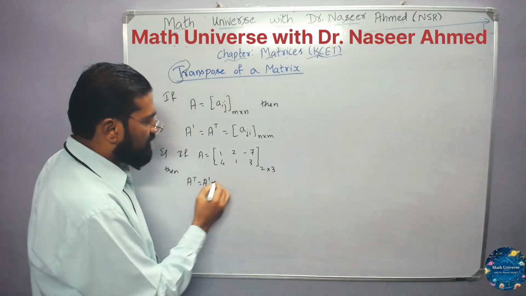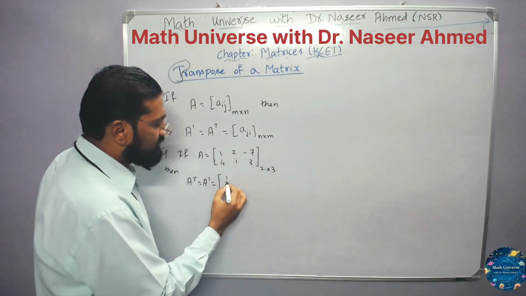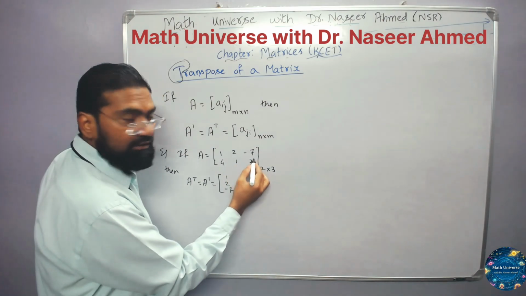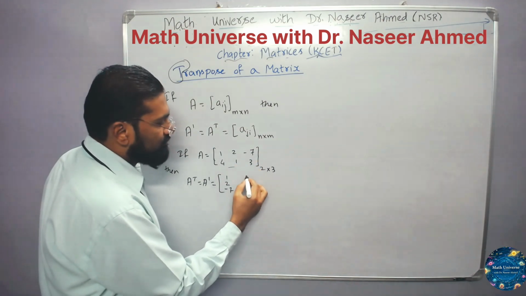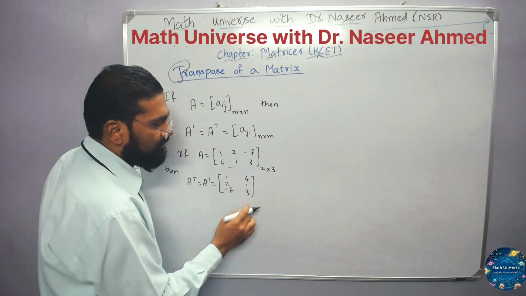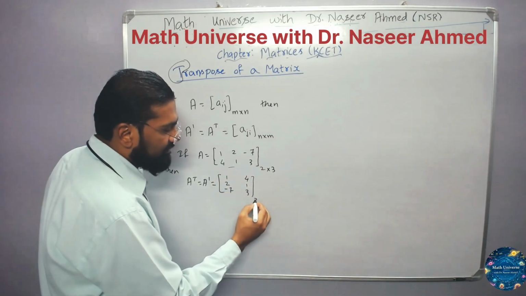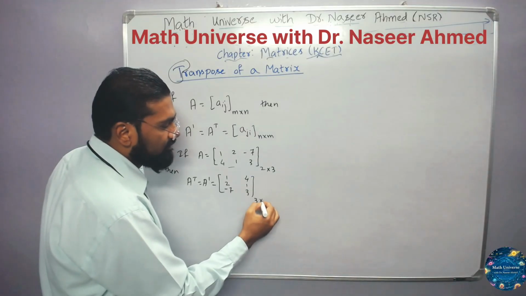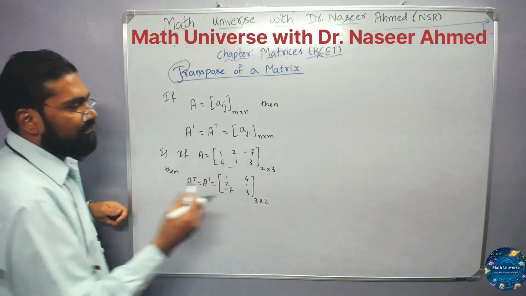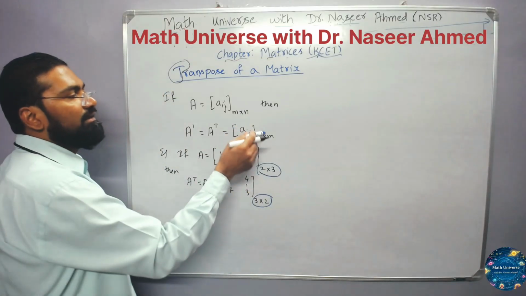So the transpose of this will be: this is the first row, changed to a column. 1, 2, minus 7 will change to the first column. It was the first row here. Now it's the second row. 4, 1, 3 will change to the second column. I repeat, the second row will change to the second column. And now what's the order? How many rows do we have? 1, 2, 3. So there are 3 rows. How many columns? 1 and 2. So you see, whatever order we had here, it is getting exchanged. That's what I commented here.